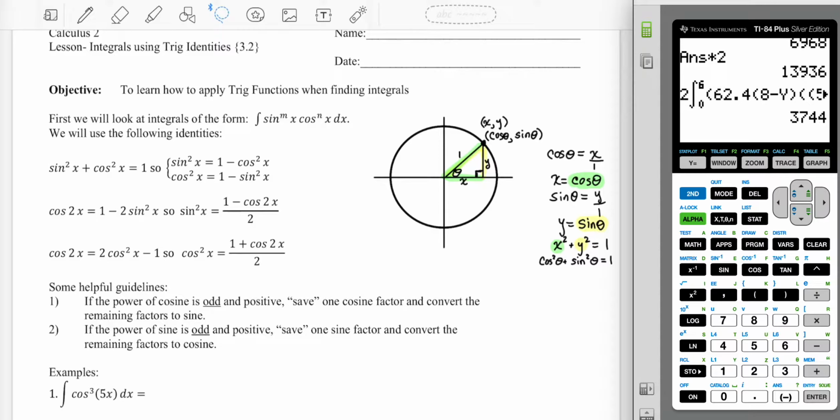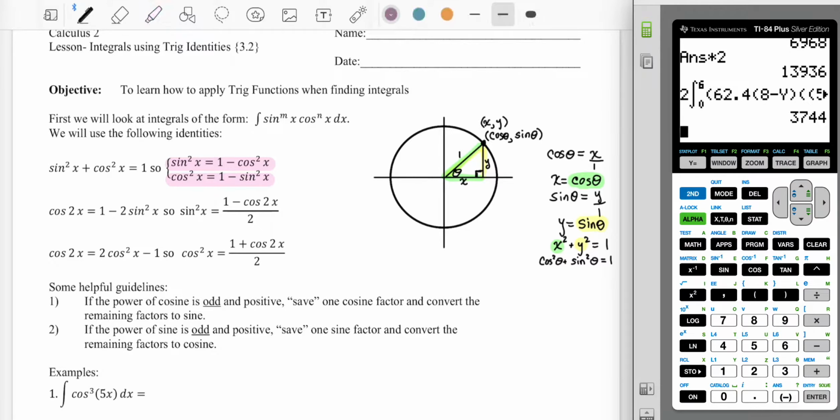So if we know now that that relation of cosine squared theta plus sine squared theta equals 1 is a true statement, then we have some corollaries that come from that. And one of which is that the sine squared of theta is equal to 1 minus the cosine squared of theta. You get that by just subtracting cosine squared theta from both sides. So that gives you this rule here. If you subtract the sine squared theta from both sides of the equation, you get this rule.